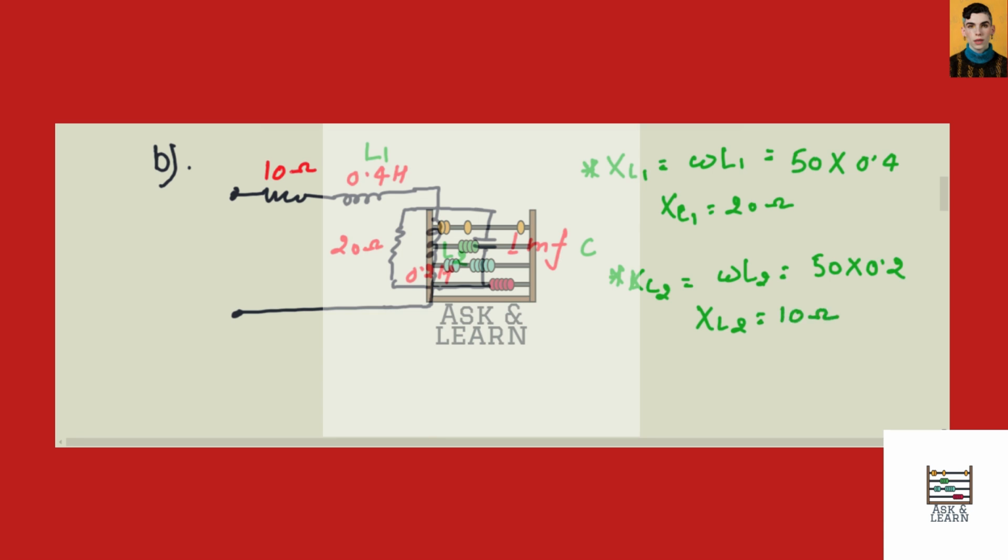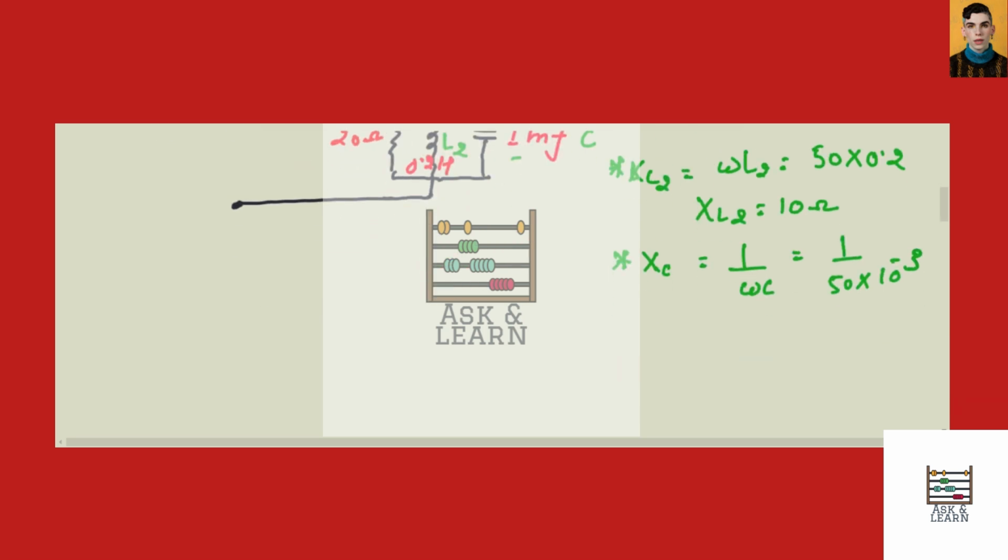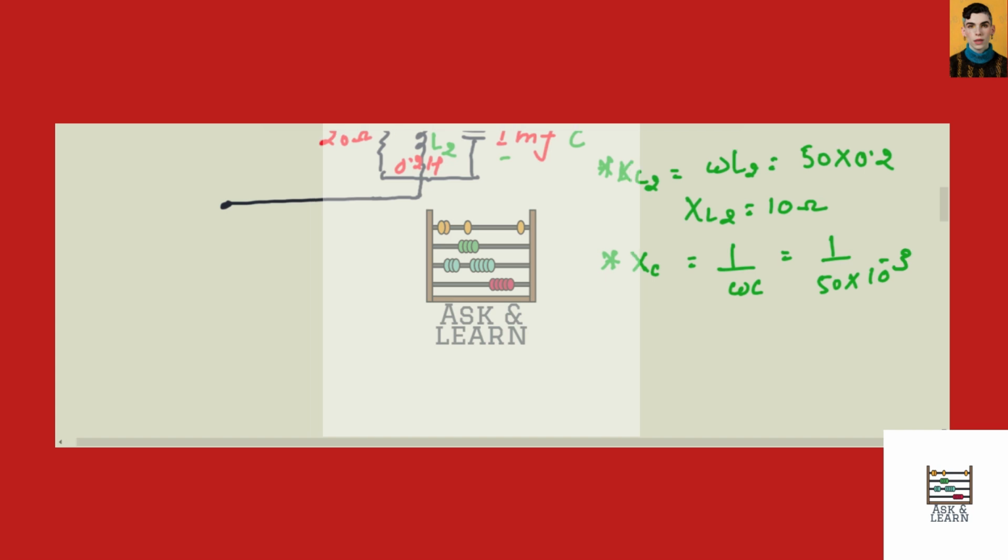Similarly, we have to find out XC. As in the previous problem, the formula for XC is 1 upon omega C, and the value of omega is 50 and the value of C is 1 millifarad, right? This is 10 to the power of minus 3. So you will get the value of XC, that is 20 ohms, right? So this is our XC, that is 20 ohm.